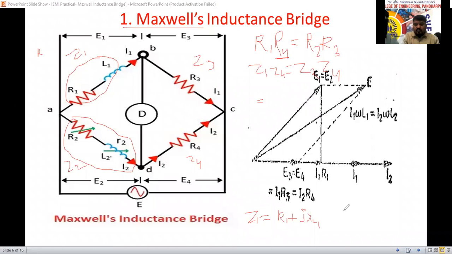Z2 equal to R2. This resistance is the variable, that is called R2, I will use here now. R2 plus. Is there any other resistance also here? One more r2 is there here. That is also a real term. That is called R2 plus r2, plus the inductance is there, that is called plus jXL2. We have to use here.